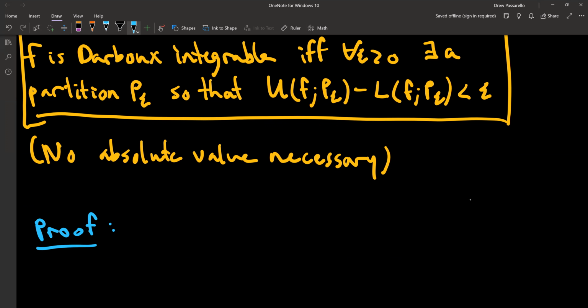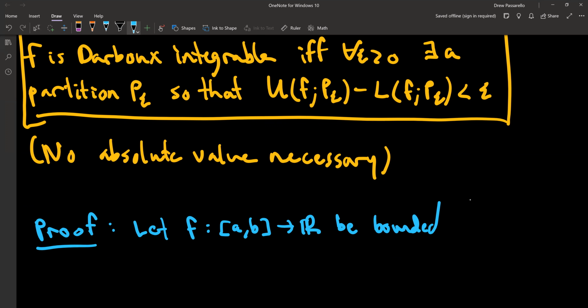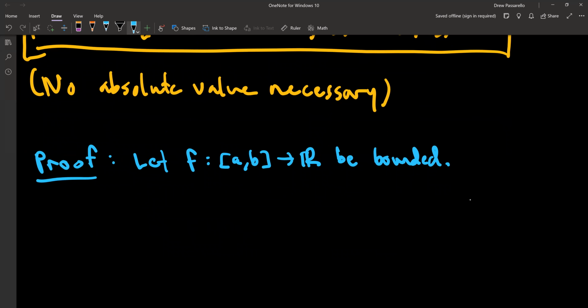So we're going to have some bounded function f. In the forward direction, we're going to assume f is Darboux integrable. All right, so first, forward direction. Let's let f be Darboux integrable.